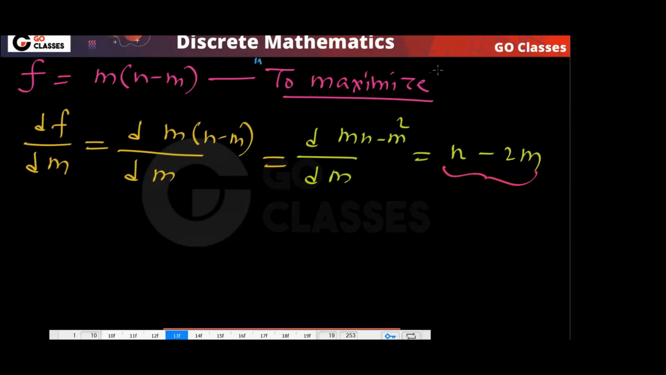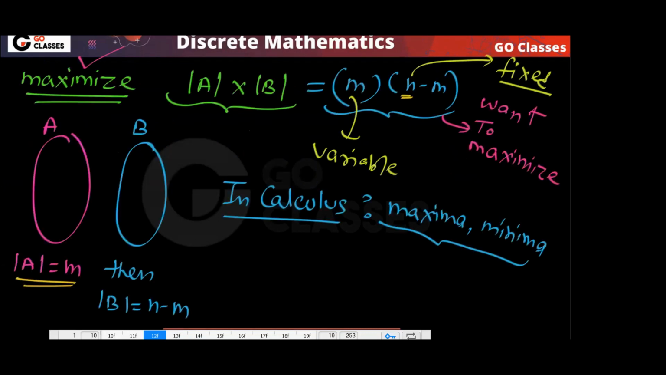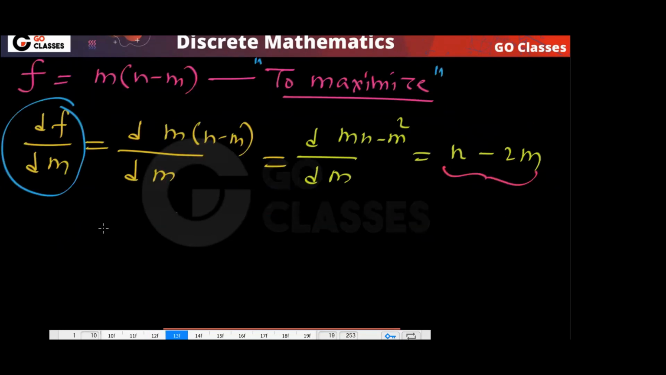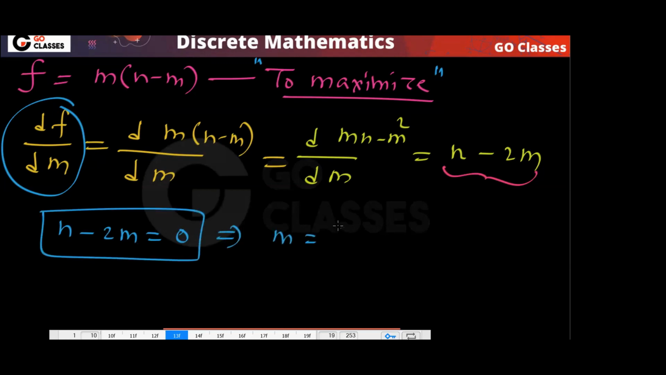Remember, to maximize, we do the differentiation. You will study this in maxima and minima, so just chill, don't worry. Once you do this differentiation you get this value. Now the second thing we do is put this equal to 0. From here, m is equal to n by 2. So this value will be maximized.